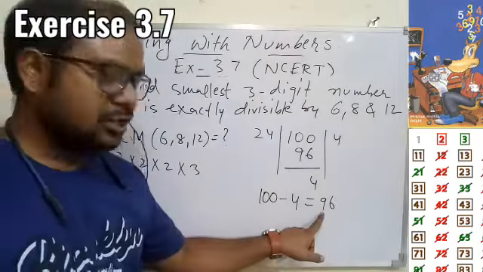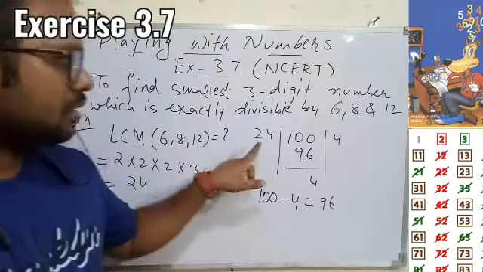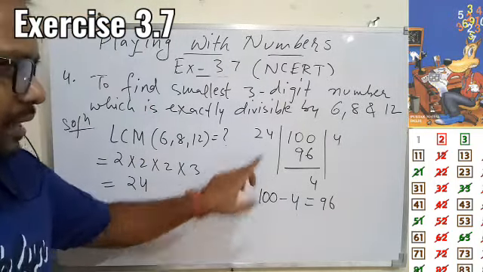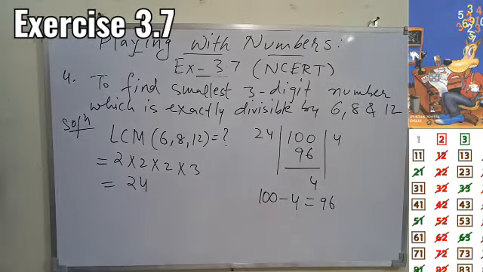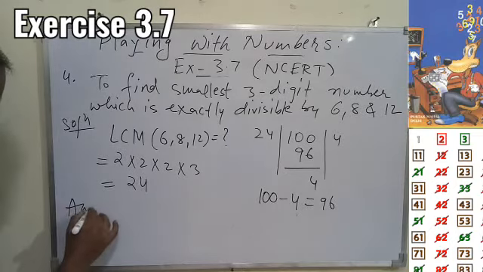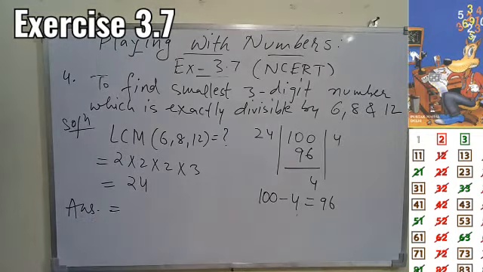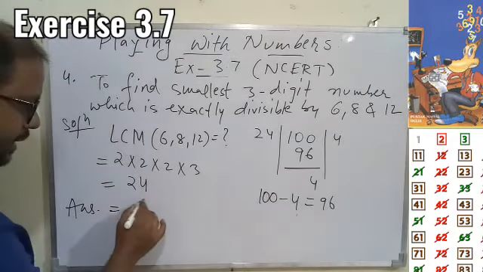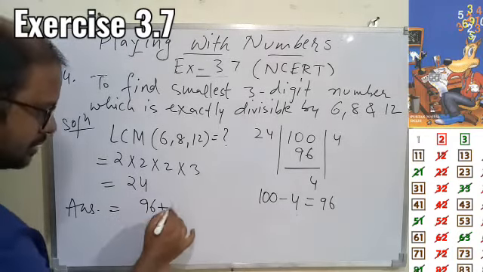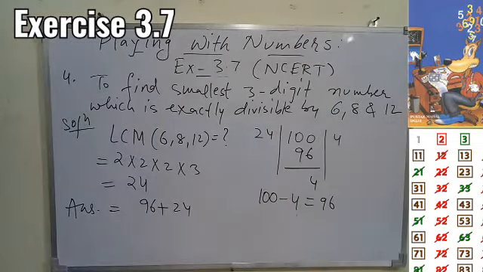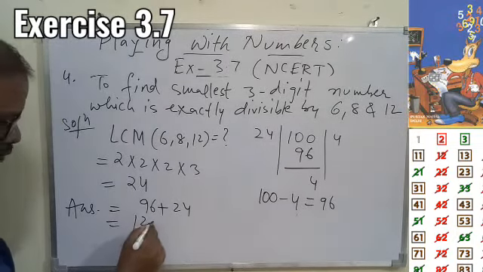So overall, next to 96, whatever is the multiple of 24, that will be the 3-digit number, and that will be the answer. So we can say our answer will be nothing but 96 plus 24, the next number that we have, and that is nothing but 120.